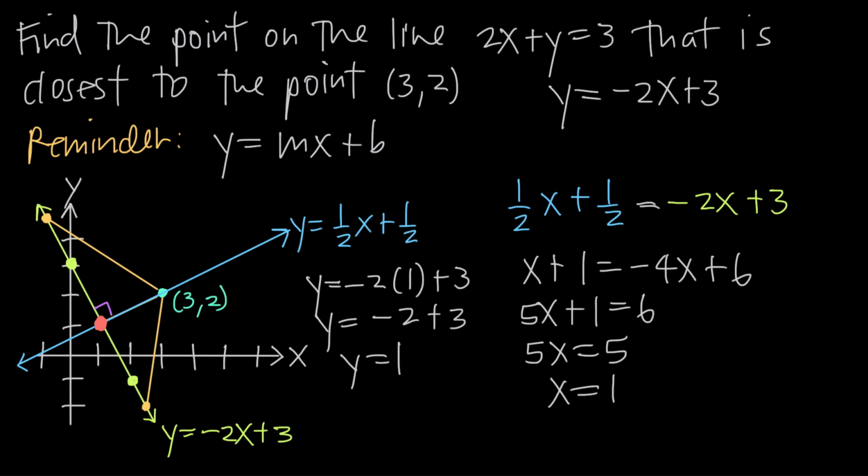And that should make sense to us because if we look at our graph, and again, this graph isn't perfect, but if we just use it as a rough double check, we can see that this point is about at 1, 1, right? It's about x equals 1, and it's about y equals 1. So the point 1, 1 should make sense to us. And we can say then that the coordinate point 1, 1 is the point on this line 2x plus y equals 3 that is closest to the point 3, 2.